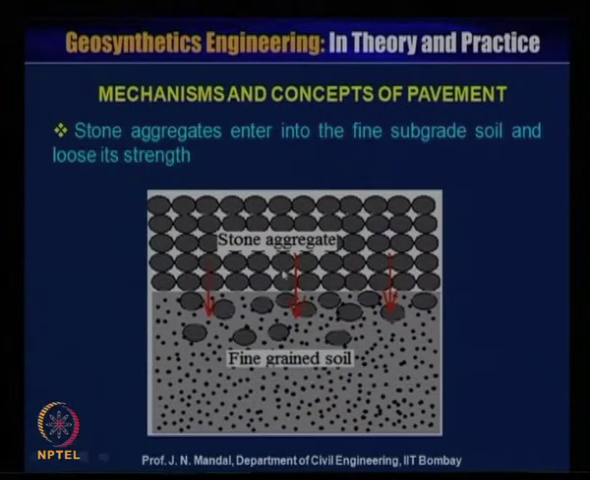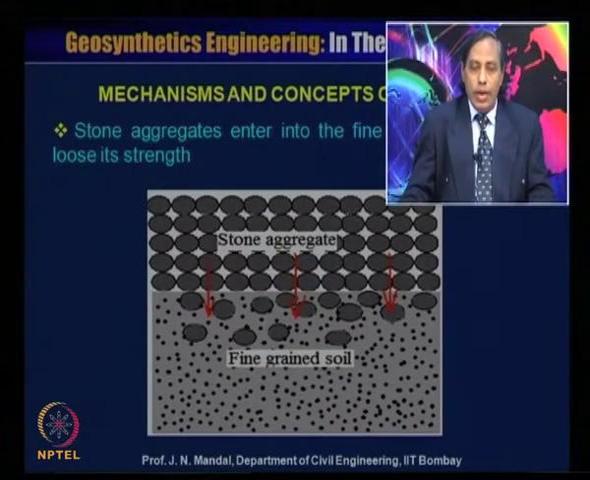Now let us look at the mechanism and concept of pavement. Here you can see that this is a fine grained material, and this is the stone aggregate. This stone aggregate enters into the fine subgrade soil and loses its strength. As you know, stone is a very good material for improving the bearing capacity. Now this stone aggregate gets lost into the finer grained soil. So what can geosynthetics do to help?